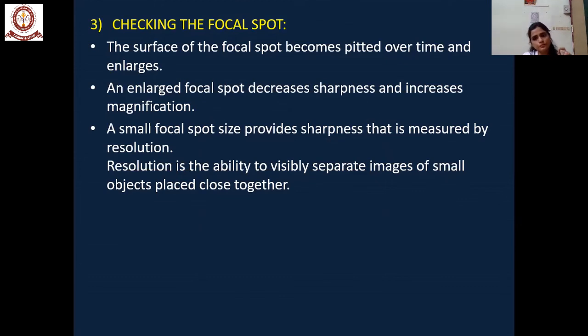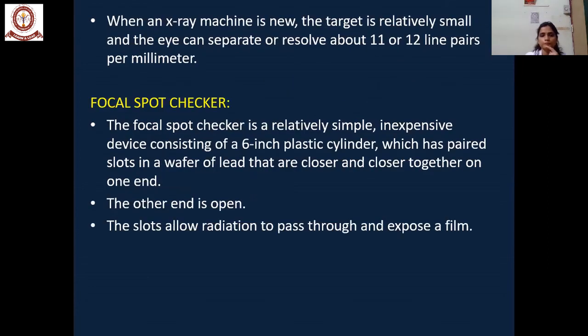So focal spot size is fixed with the machine. It's the default machine setup. So you must be knowing the difference between the normal focal spot and the effective focal spot. We have a 1 mm effective focal spot, and the small size provides sharpness in the image. So we can check the line pairs also, how many line pairs are there, to check the focal spot size.